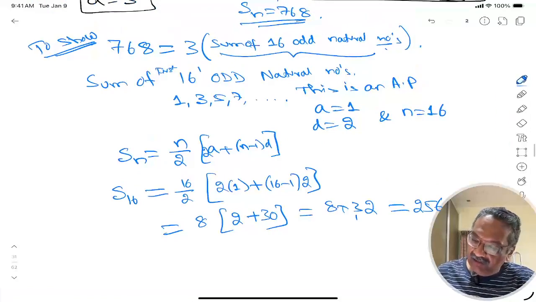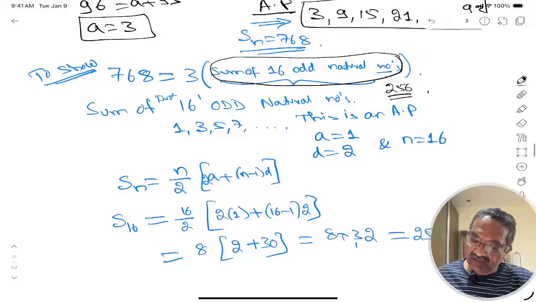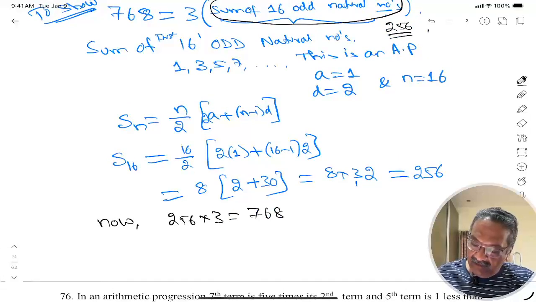So this sum is 256. Okay? So what is the relation between 768 and 256? Let us see. 256 into 3 is equal to 768. Hence proved.